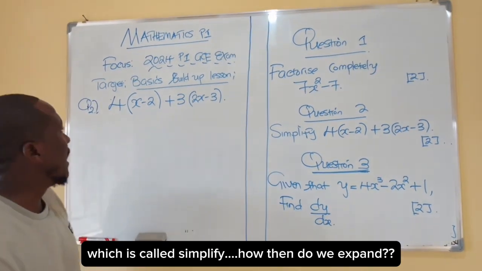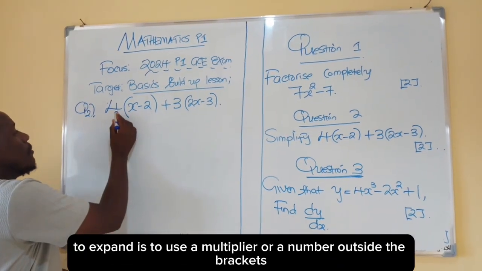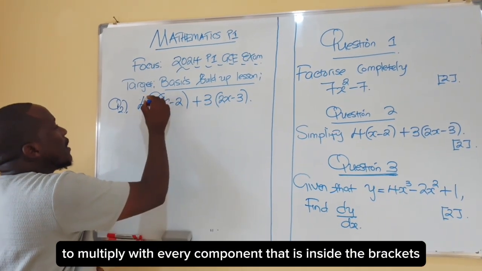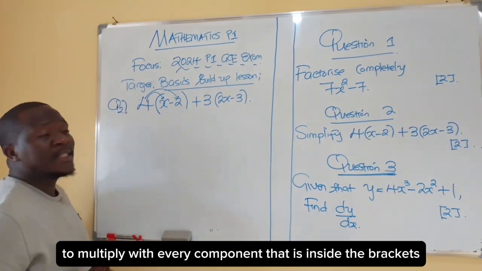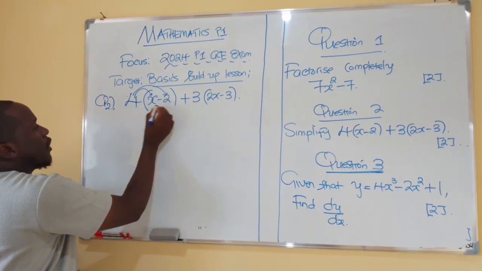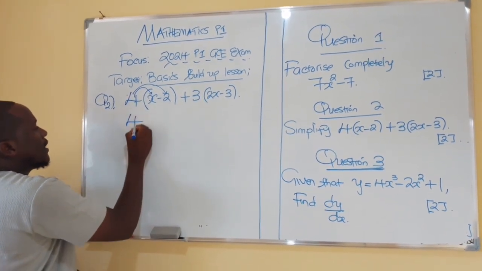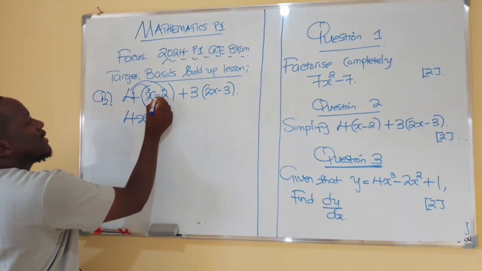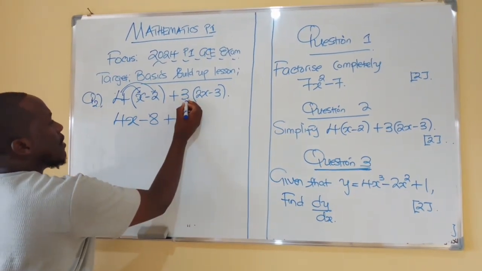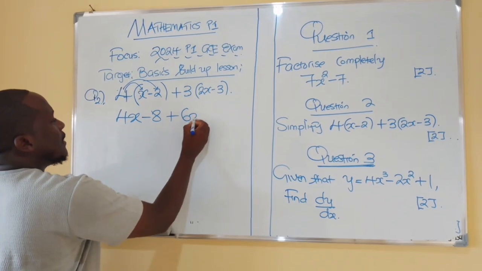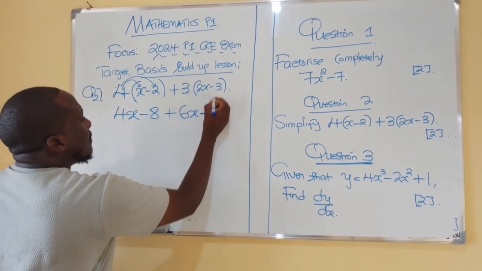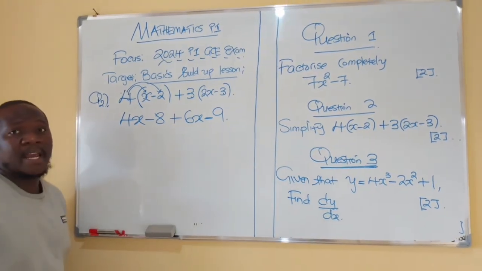How then do we expand? To expand is to use a multiplier or a number outside the brackets to multiply with every component that is inside the brackets. So this means 4 should multiply x, the same 4 should multiply 2. 4 times x, we're going to get 4x. 4 times negative 2, this is going to give us negative 8. Then we do the same here. 3 times 2, that is 6x. Then positive times negative, it's negative. 3 times 3, this one is going to give us a 9.